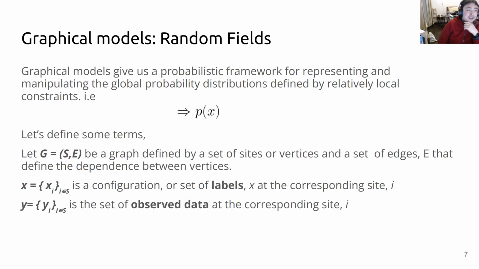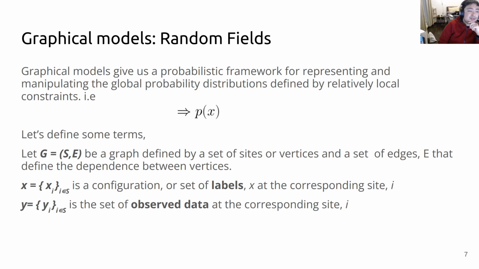So basically, we can use graphical models to give us a probabilistic framework for representing these spatial interactions, and we can represent and manipulate global probability distributions like the prior term, or the posterior term, stuff like that. So the graphical models give us a nice framework for doing this.